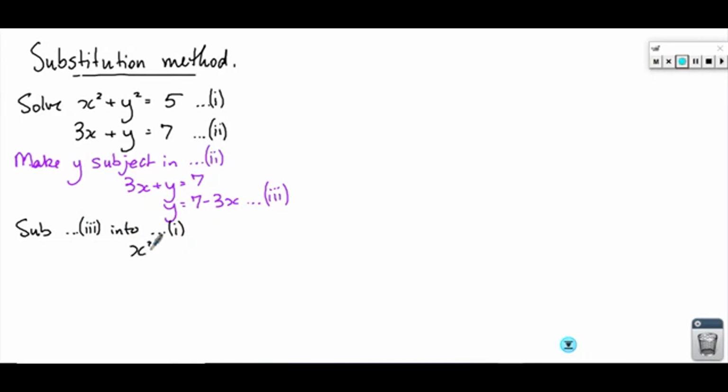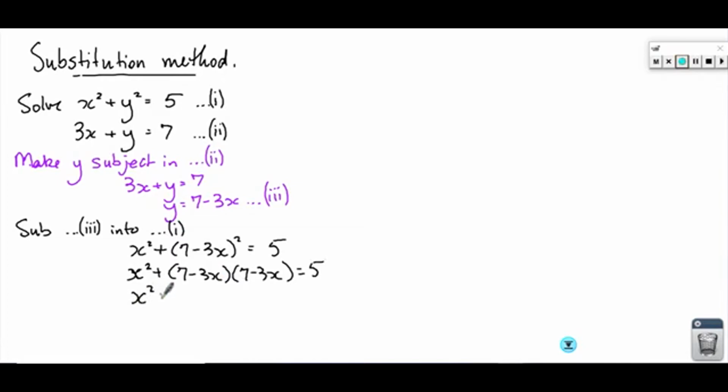So let's substitute. I have x squared plus y squared, so x squared plus (7 minus 3x) squared equals 5. Notice that now I have eliminated y. I'm going to open up this bracket now.